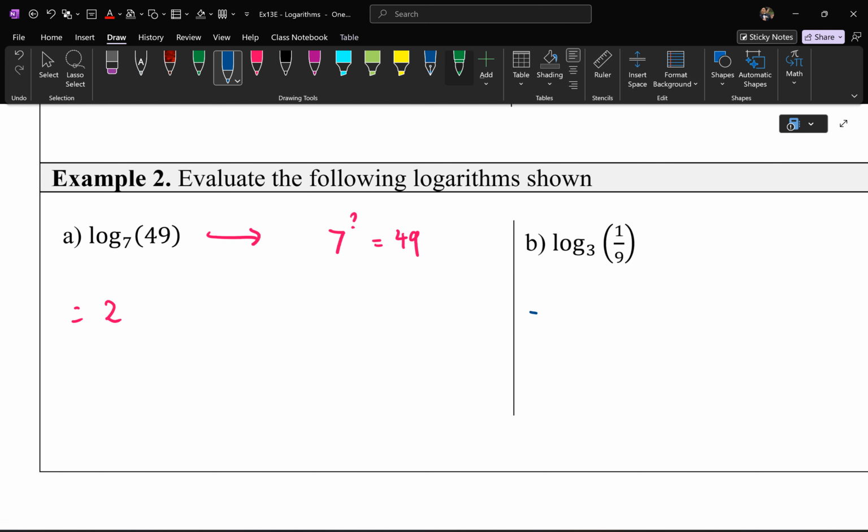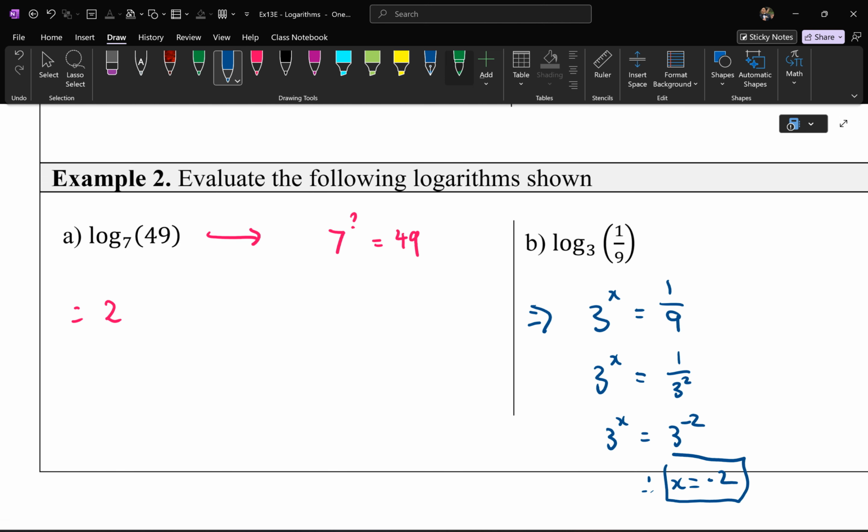All right, what about B? Log 3 of 1/9. A bit trickier. Who wants to have a go? Nimafi again. -2, not bad. This is the same thing as saying 3 to the power of what gives you 1/9. You already practiced this in the previous exercise. That's the same thing as writing 1/3 squared, which is the same thing as writing 3 to the -2. Therefore, x equals -2. Well done. So it does equal -2.